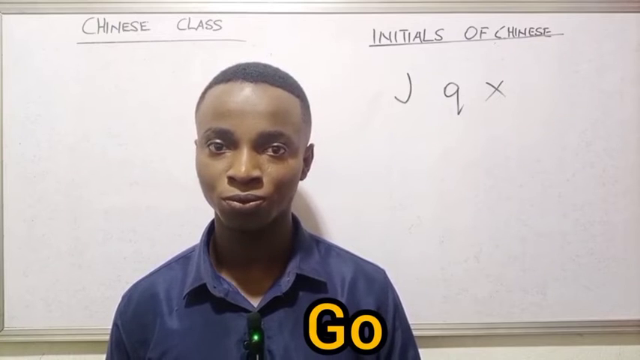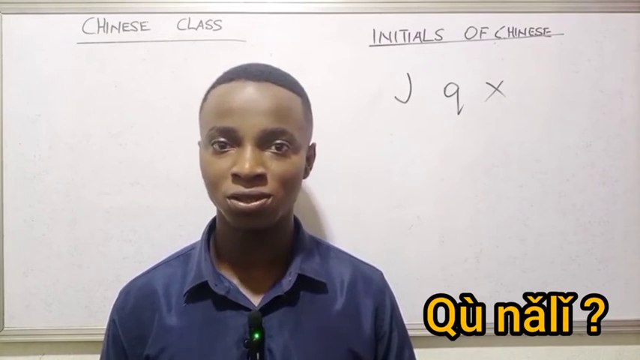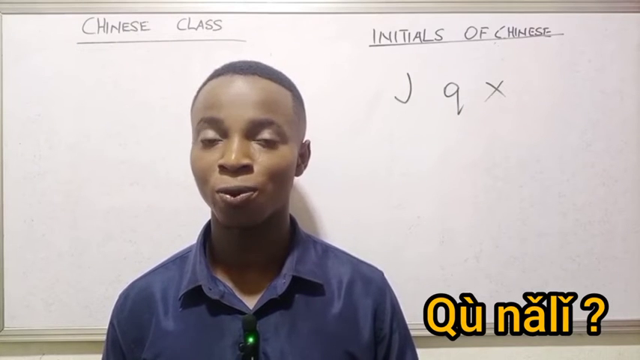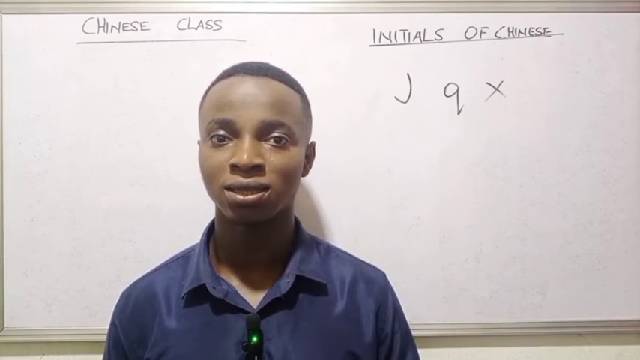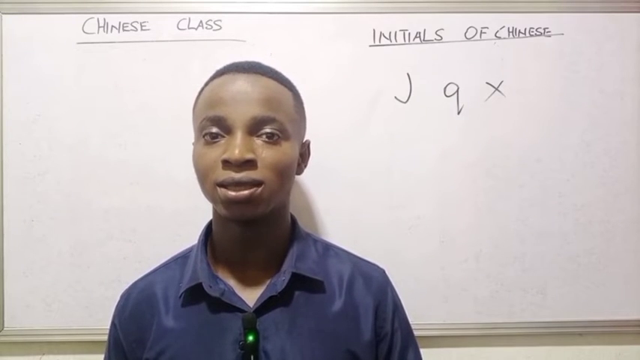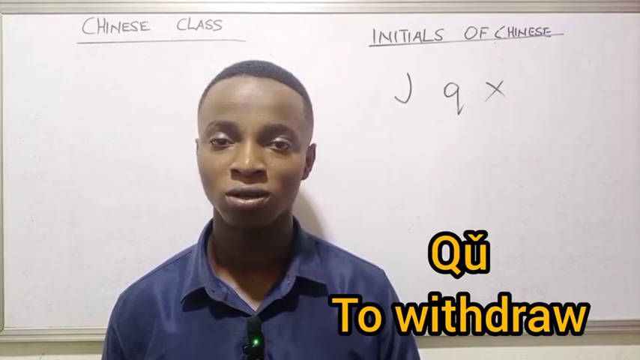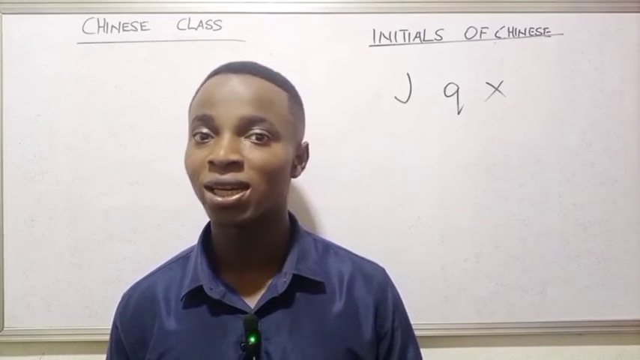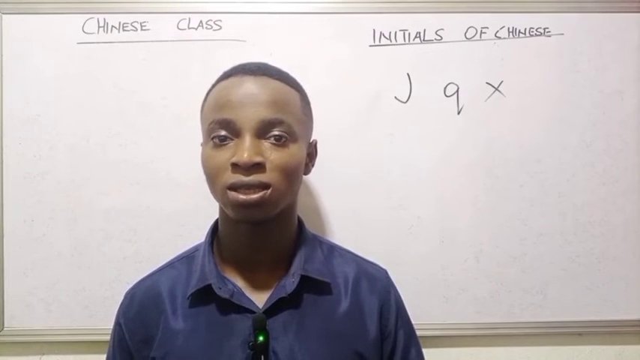What does that mean? To go. So I can say chiu nali, chiu nali. Where are you going? Where are you going? Chiu nali. Then chiu. What does that mean? It means to withdraw. So I can say chiu qian, chiu qian. Meaning what? To withdraw money. Chiu qian. Qian literally means money.